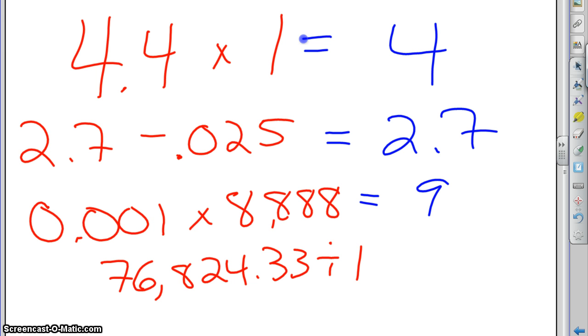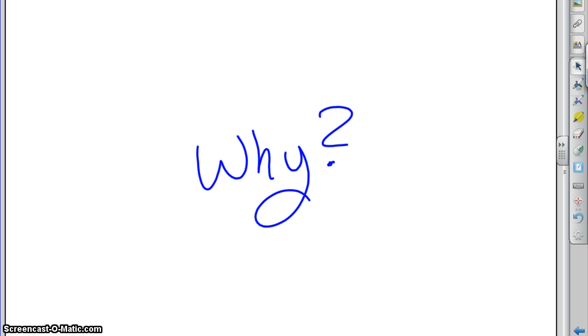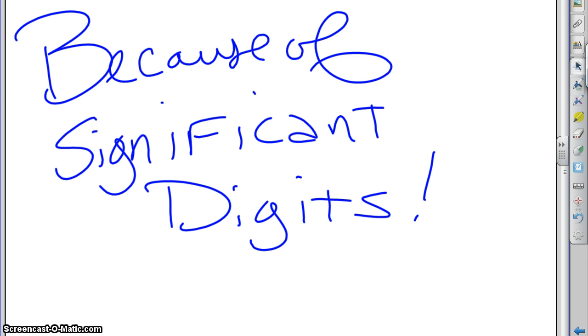And how about this last one? 76,824.33 divided by 1 is, of course, as you all already can guess, 80,000. That is the correct answer. But why? Because of significant digits. You've got to look at significant digits.